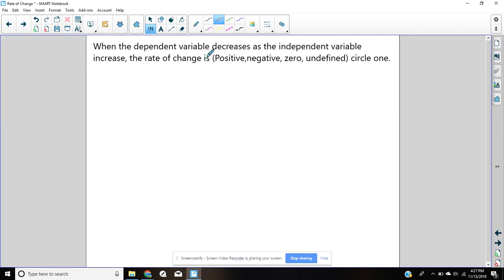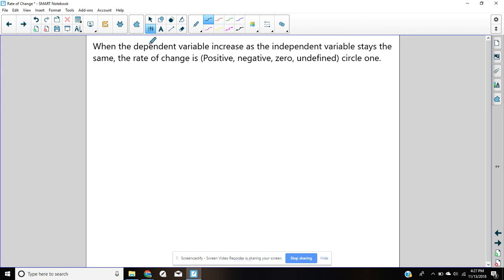Next, dependent variable decreases. So now if I create my coordinate plane, my dependent variable, my y, is decreasing. So it's going down as my independent variable, my time, is passing from left to right. This produces a graph that looks like this. This is going to be a negative slope.